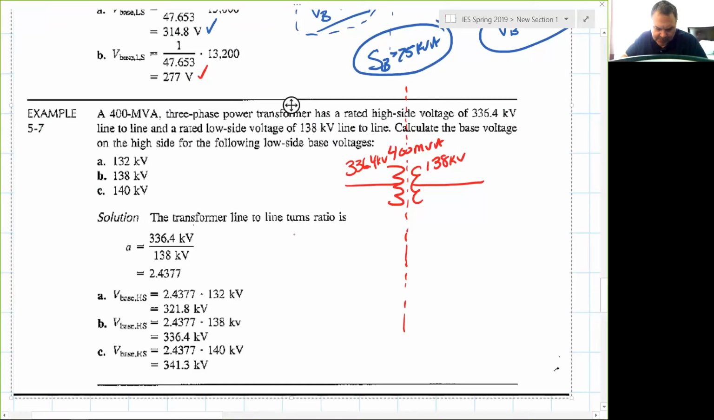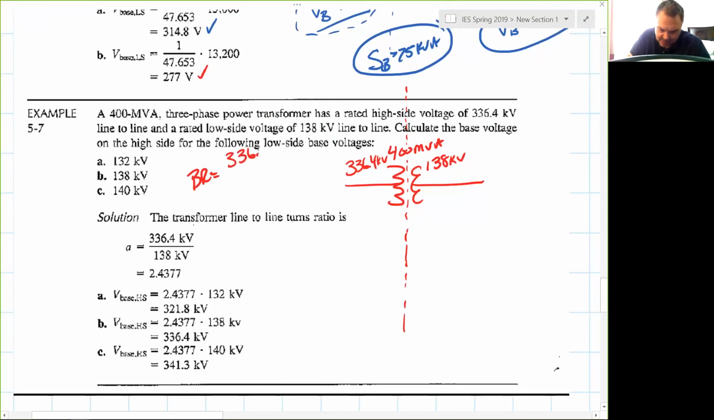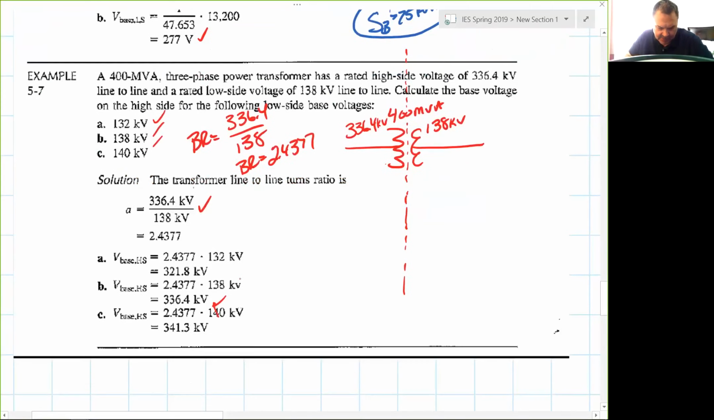The transformer, the ratio. Okay, so the bank ratio, we've talked about this, is 336.4 over 138. We can have the thousands if you want, but it's going to give you, right here's the calculation, 2.4377. Okay? And then it says, what if we choose V base equal to 132? I'll just let you go through those calculations. We don't need to do this.